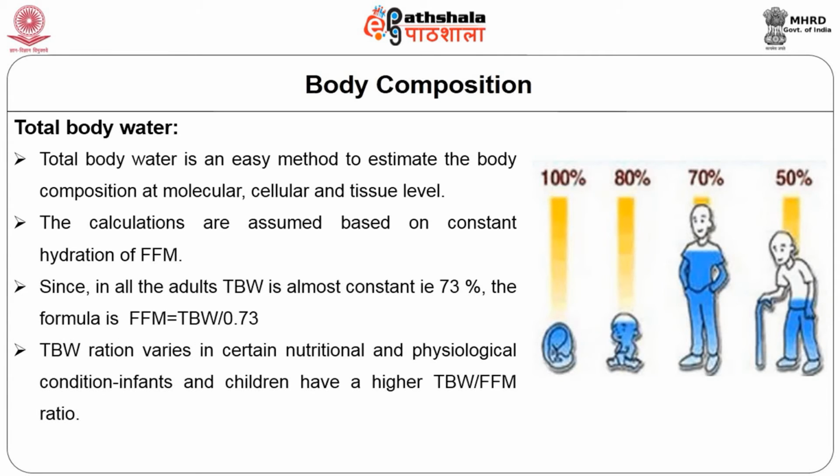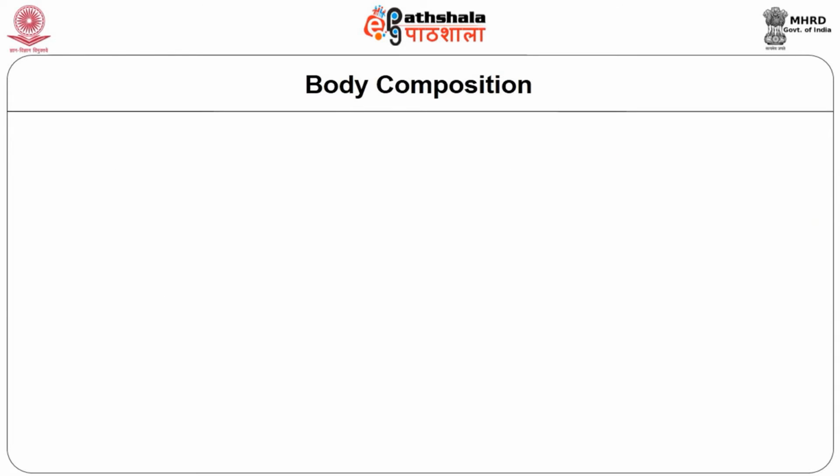The total body water ratio varies in certain nutritional and physiological conditions. In infants and children, the total body water divided by fat free mass ratio is very different, and in malnourished patients with severe protein depletion the hydration factor is as high as 75%. Under this technique, the first one is the isotope dilution technique.